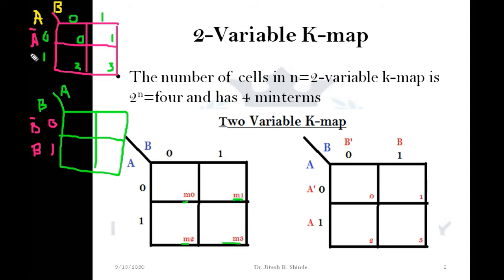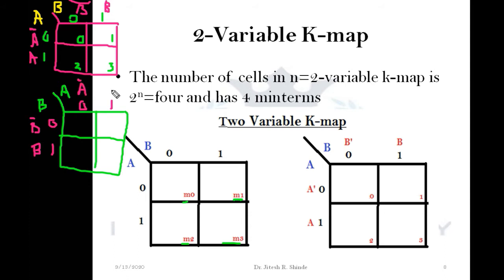Similarly, here what will come? B bar, and here I can write this as B. So similarly 0, 1. Here what will come? A bar, and here A.